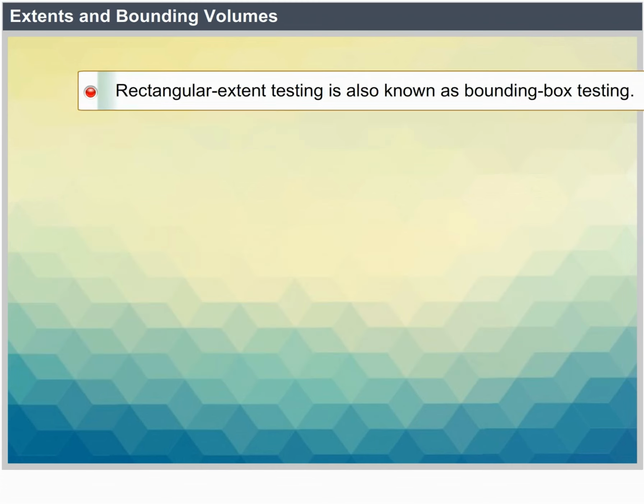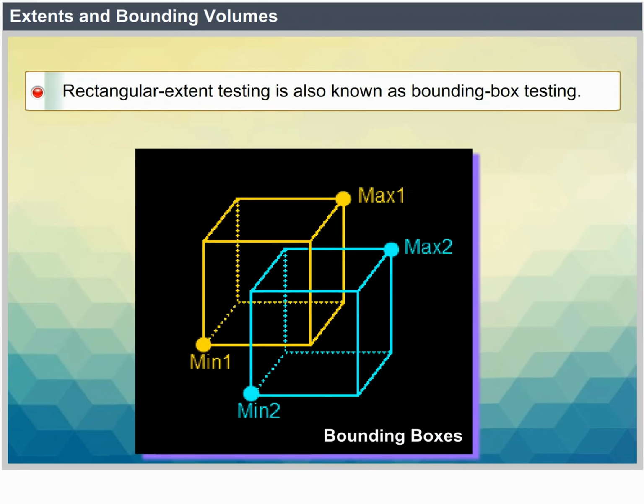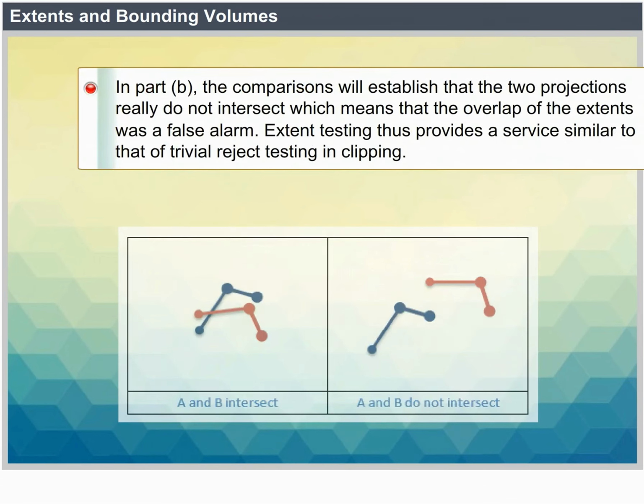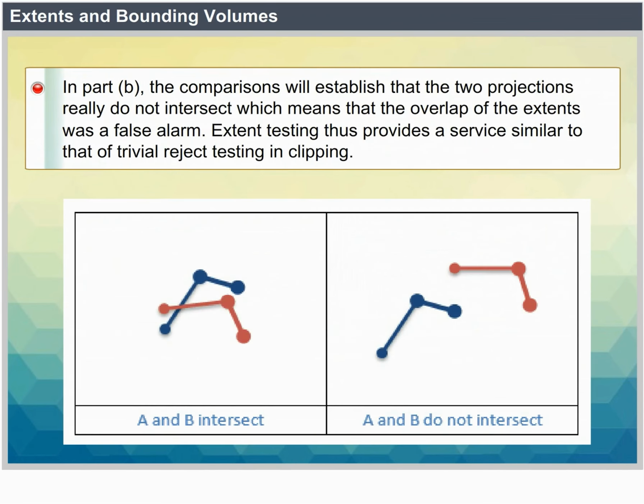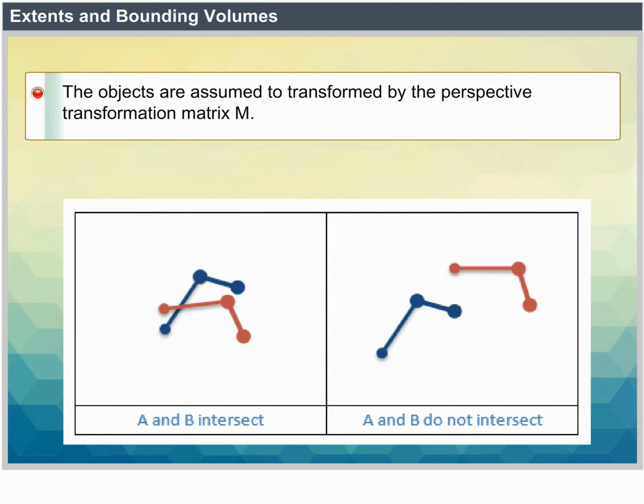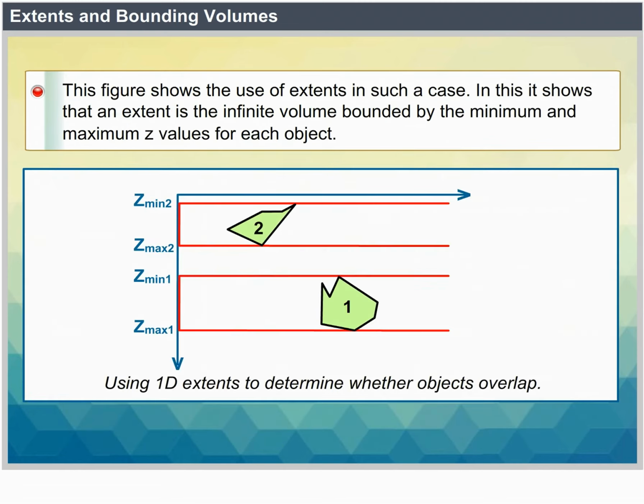Rectangular extent testing is also known as bounding box testing. Extents can be used to surround the objects themselves rather than their projections. In this case, the extents become solids and are also known as bounding volumes. Alternatively, extents can be used to bound a single dimension in order to determine, say, whether or not two objects overlap in Z. This figure shows the use of extents in such a case.